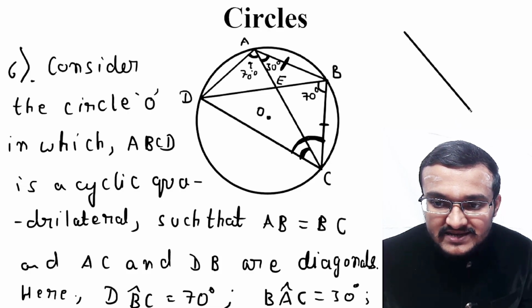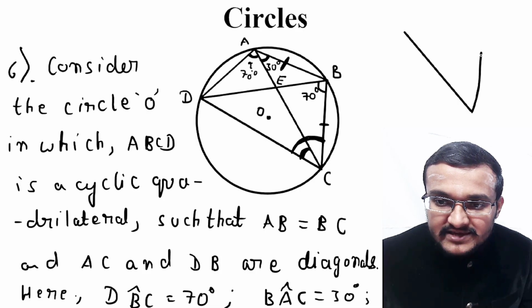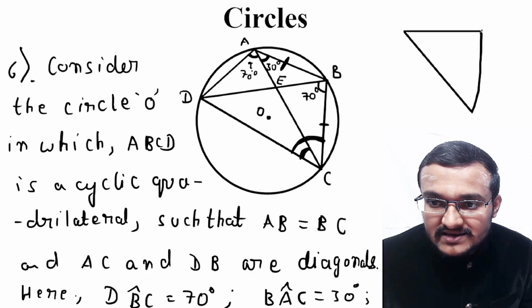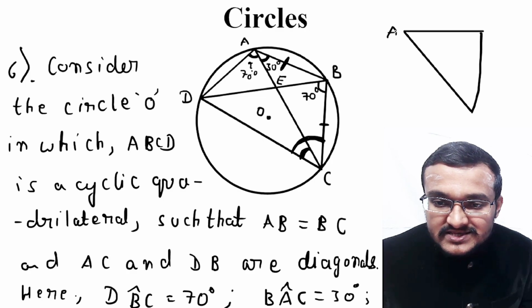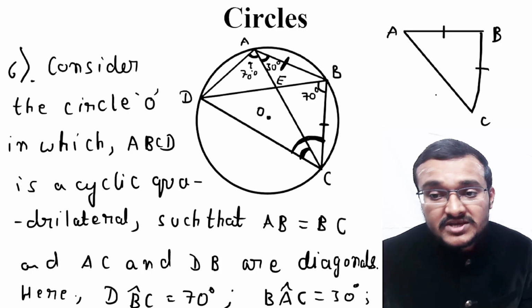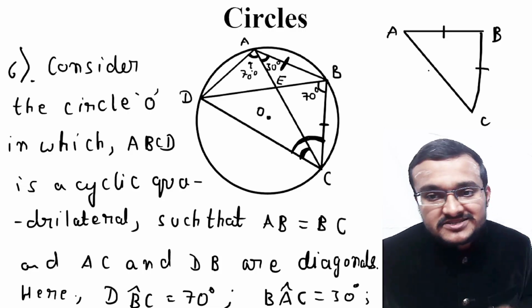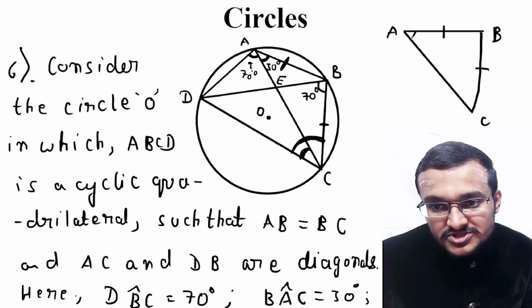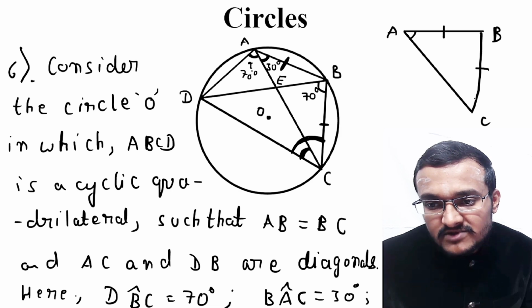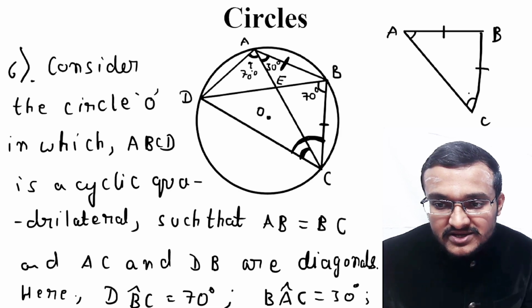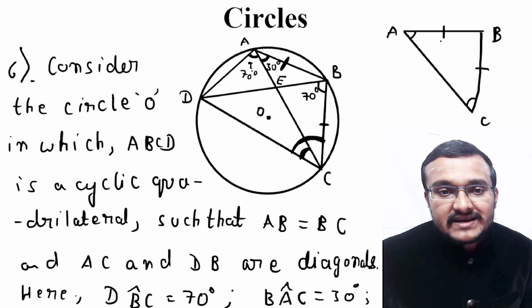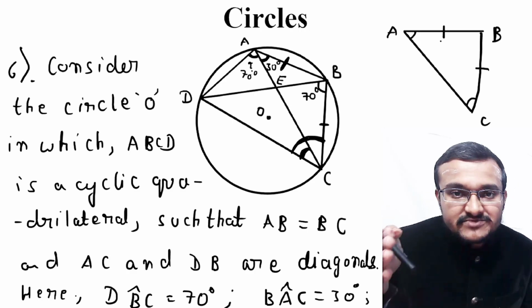So in this triangle, we have ABC like this. So we have a triangle ABC. This is A, this is B, and this is C. And the data they have given is AB is equal to BC. So this acts as an isosceles triangle. In an isosceles triangle, the angles opposite equal sides will be equal. So this particular angle will be equal to this particular angle, that is, BAC will be equal to ACB.